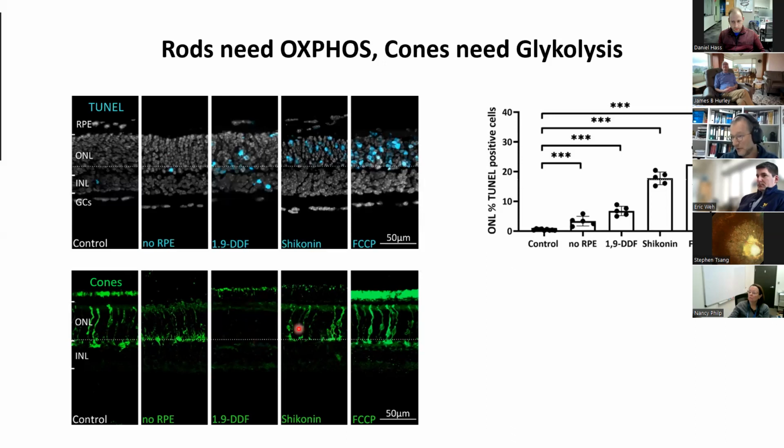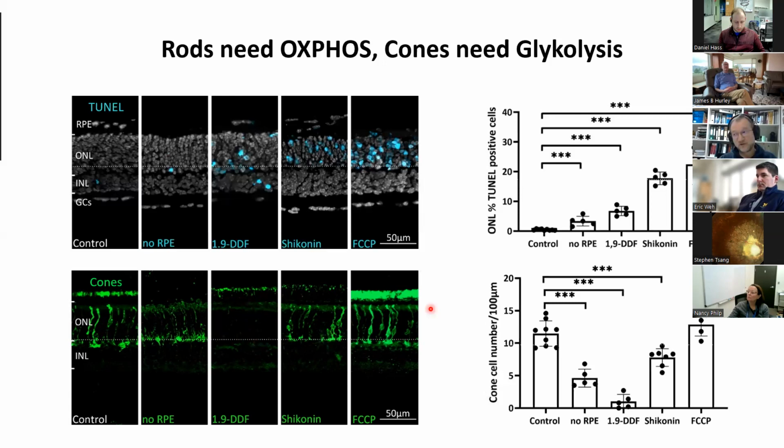With chikunine, the cone number decreases. With FCCP, it doesn't seem to be affected. We can quantify this, and this is indeed what we see. So if we compare the control as the baseline to the GLUT1, glucose transporter 1 inhibitor, this is really deadly for cones. Whereas FCCP, the drug that abolishes ATP production from oxidative phosphorylation, doesn't affect cones really at all.